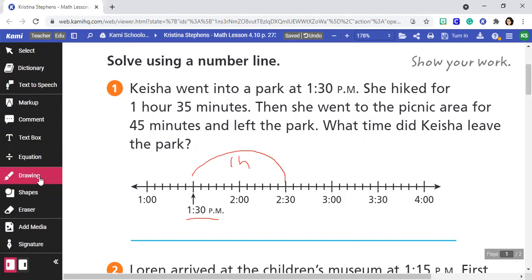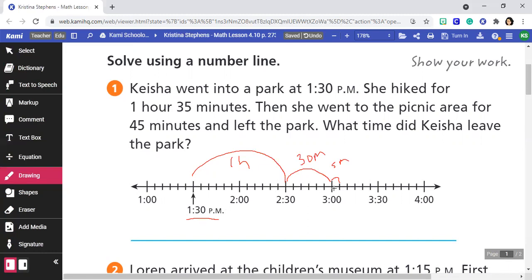Now we've got to go 35 minutes because it says that's how long she hiked. So I am going to skip ahead another 30 minutes. So I've got 30 minutes, and then I need to do 5 more. I should double check to make sure these little tick marks are 5. So 2:30, 35, 40, 45, 50, 55, 3 o'clock. Yep, those little tick marks are definitely 5-minute intervals, just like on our analog clock. And so I'm going to do that, 5 minutes.